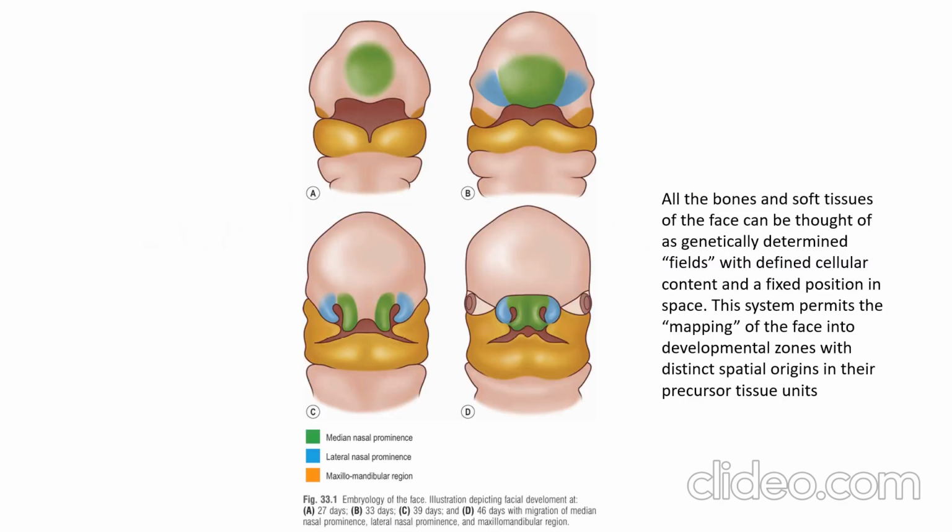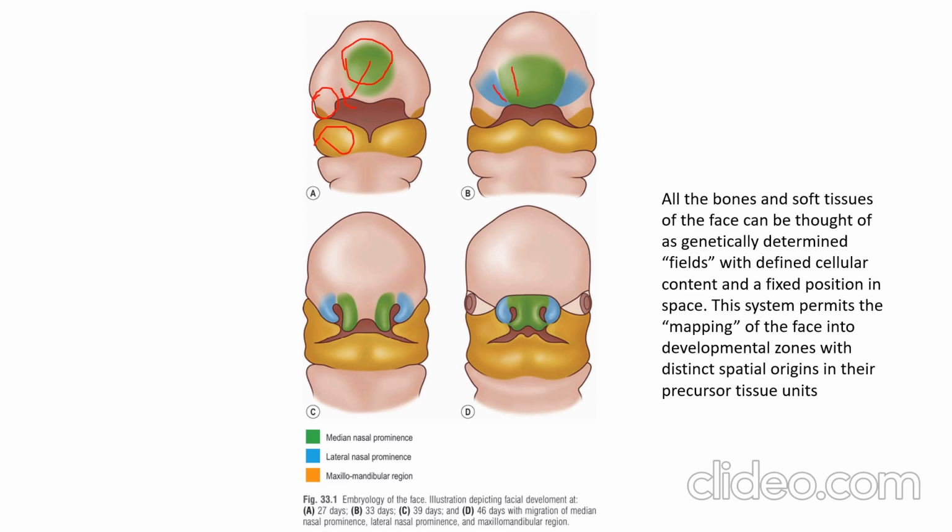This is the embryological perspective of the development of the face. It consists of five facial processes. The green one is your frontonasal process, this is your maxillary process, and this is your mandibular process. The frontonasal process gives rise to your medial nasal prominence and your lateral nasal prominence.